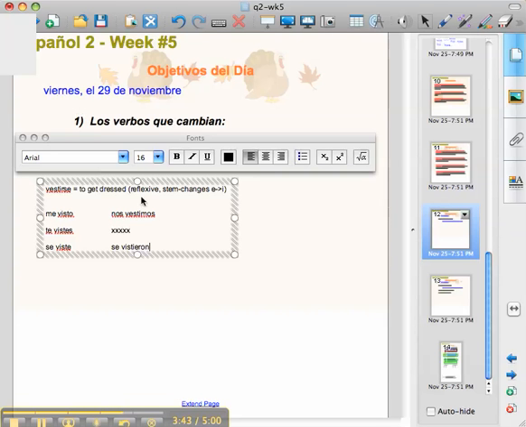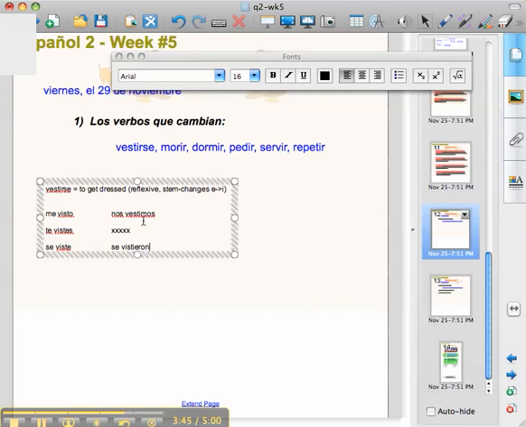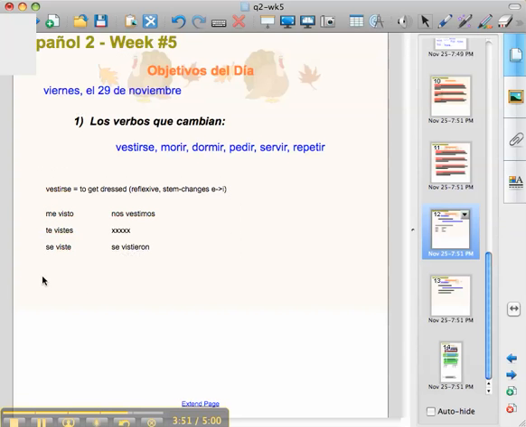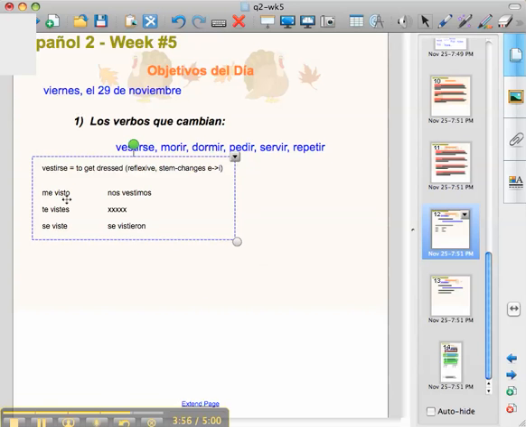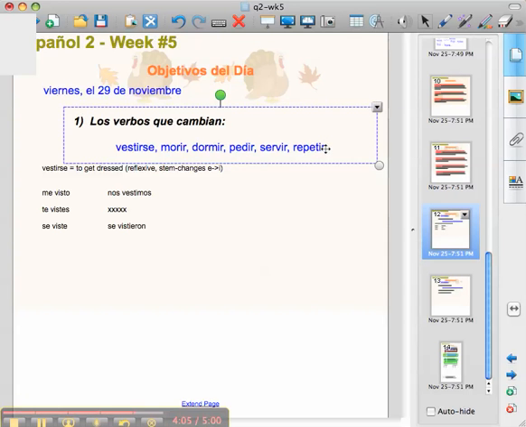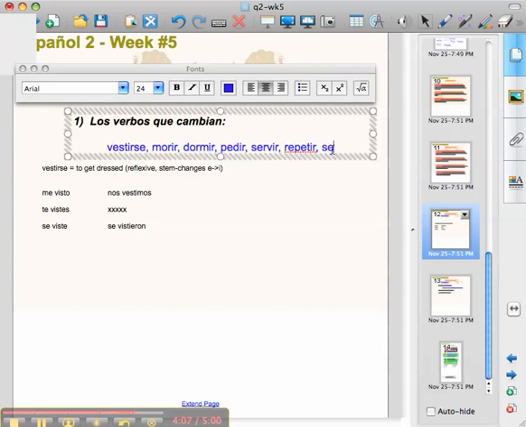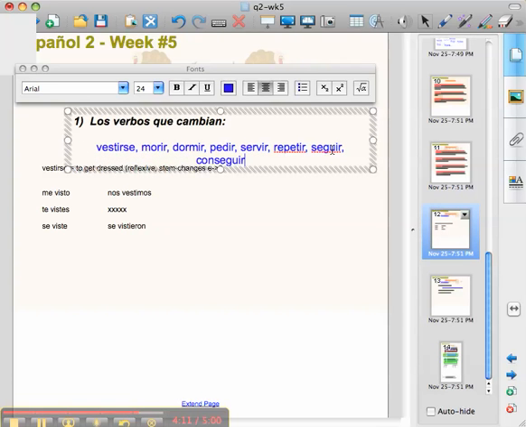Okay, so that's how vestirse is going to work, and all of these verbs up here, like pedir, servir, and repetir, will all work that same way. Not every verb will do this, so only the ones that we are discussing right now are the ones that you'll be responsible for knowing. Don't try and apply those same changes to other verbs, okay? You will run into some issues there. We can add seguir to this list, and the compound conseguir to this list as well, okay?